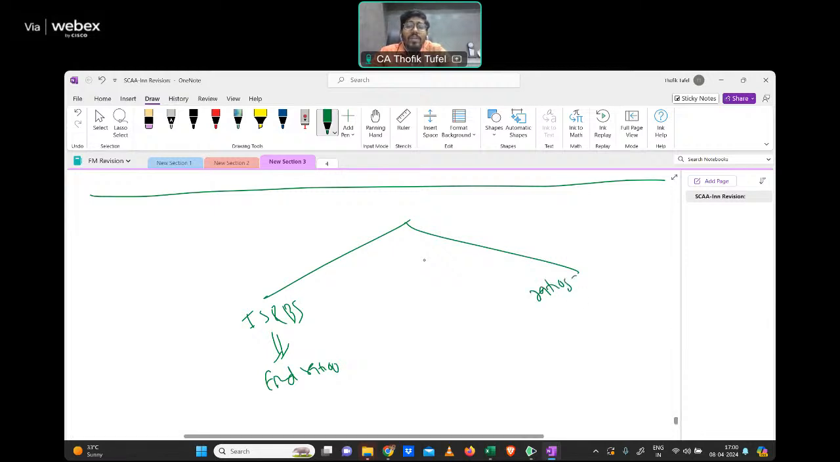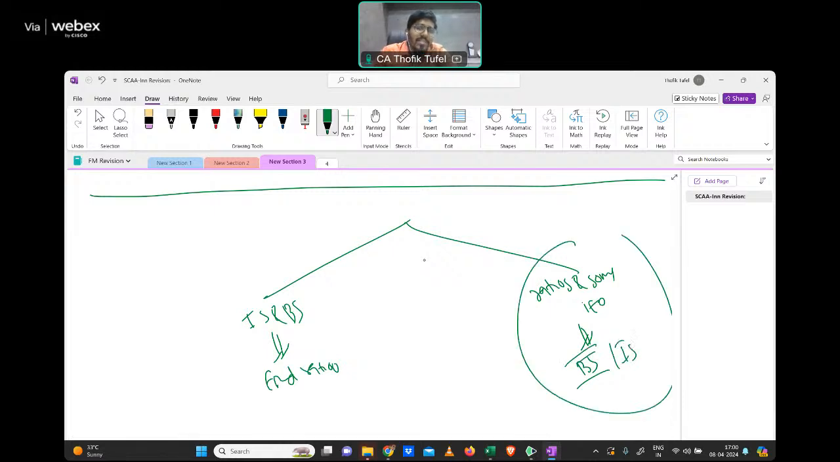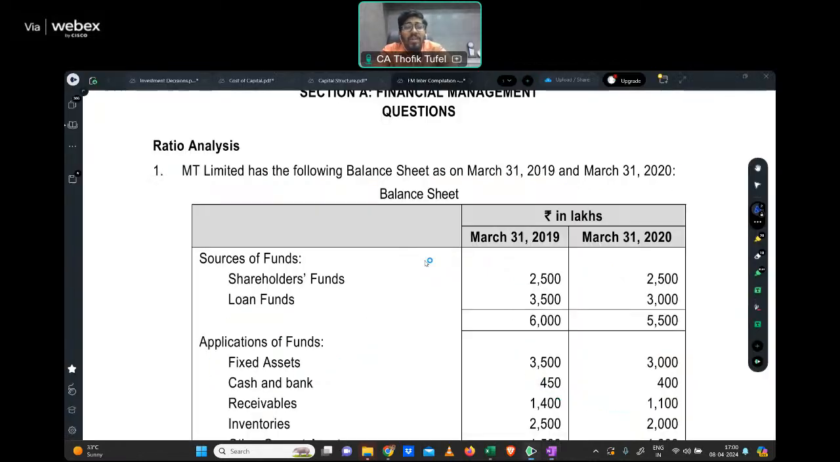Second will be they will be giving you ratios and some information and they will be asking you to construct a balance sheet, or income statement. This is the second type of problem. Usually this type of problem is asked in the examination. This type of problem is usually not asked, but it can be asked.